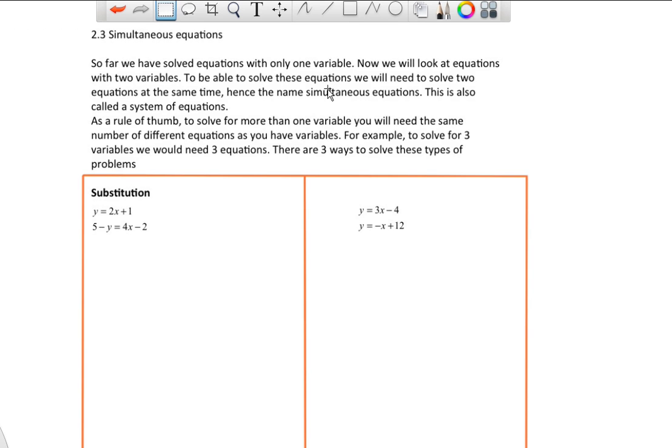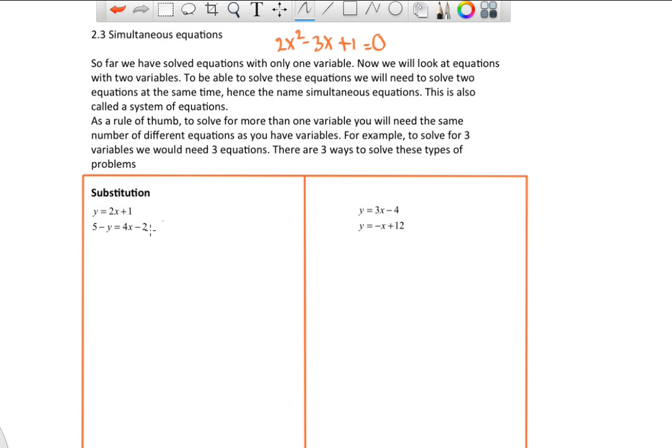Okay, so simultaneous equations. So far we've only solved equations with one variable. For example, we've solved things like this, where even though we maybe have more than one term, there's only one variable. We're going to solve equations now with two variables to start with, and that means you're going to have to solve two equations at the same time, and that's why this is called simultaneous equations. You can also call this a system of equations.